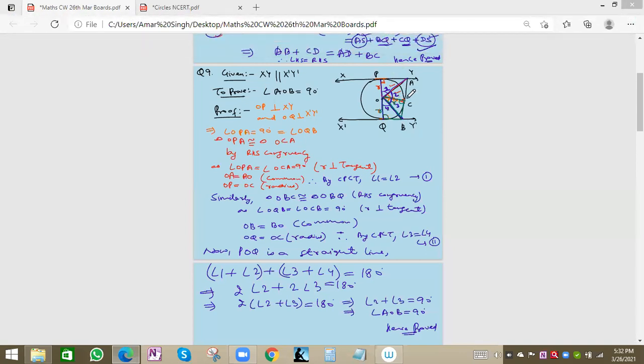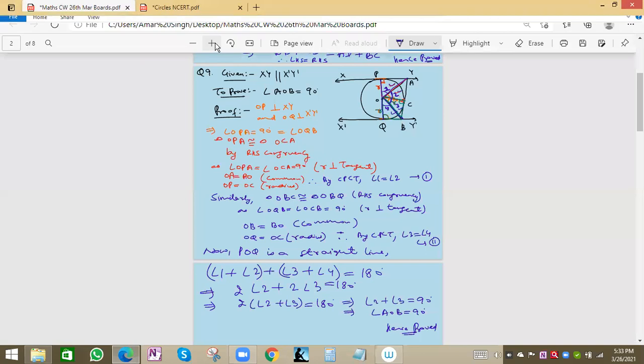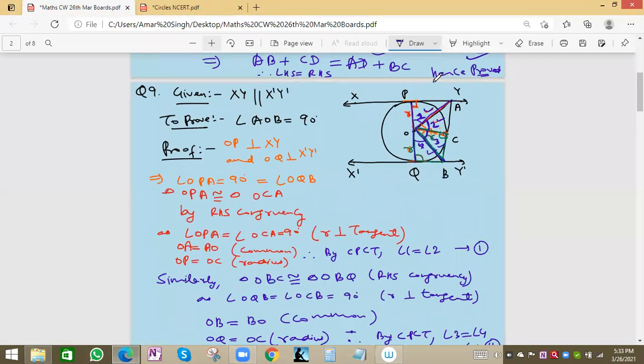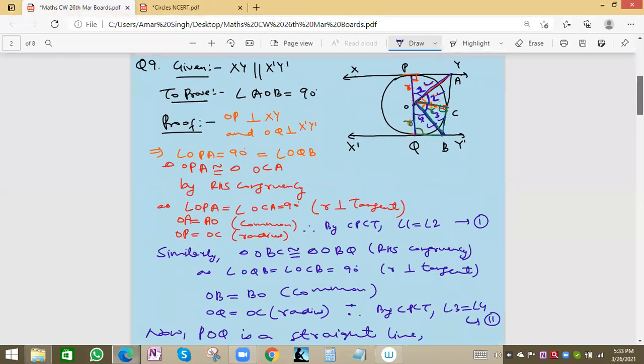So tangent property will be used here also, because ACB is tangent to the circle, so angle C will be 90 degree. So we can prove by this. These two triangles we will prove first congruent, this one and this one. Then by CPCT, angle 1 will be equal to angle 2. And then we'll prove this one, 3 side and 4 side congruent. And by CPCT, we'll get angle 3 equal to angle 4. And finally we get the answer.